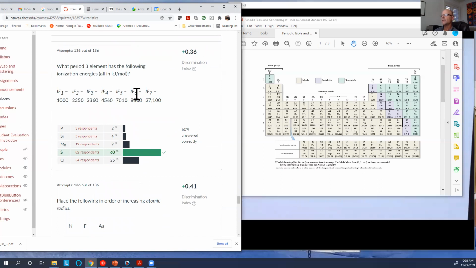So another way you can interpret this is, what period 3 element has 6 valence electrons. So you go to period 3, count over 1, 2, 3, 4, 5, 6, right? And you see that it's sulfur. Okay.